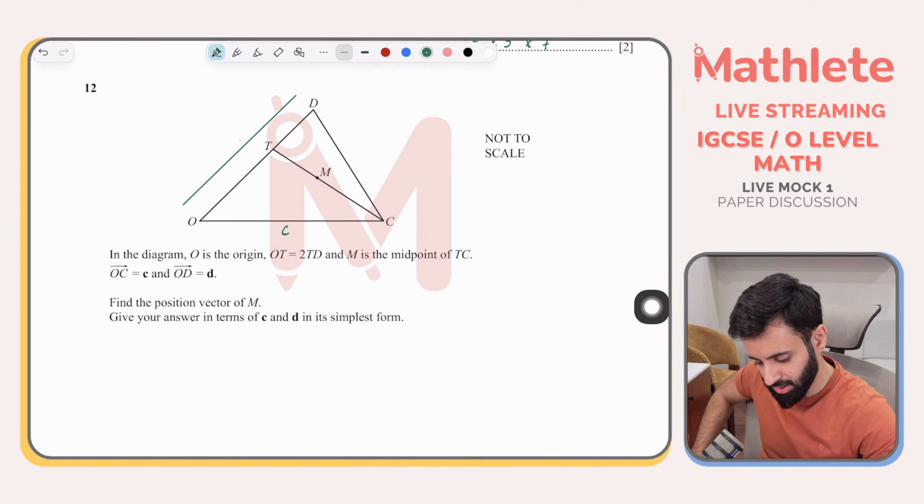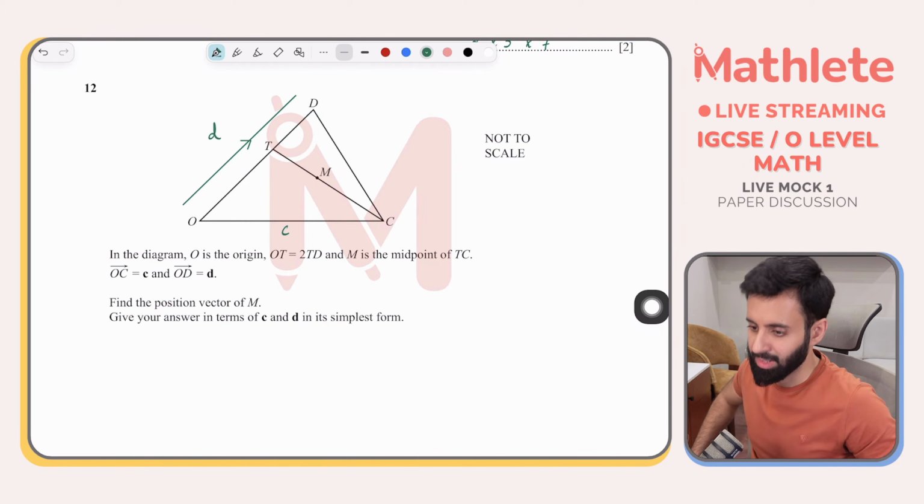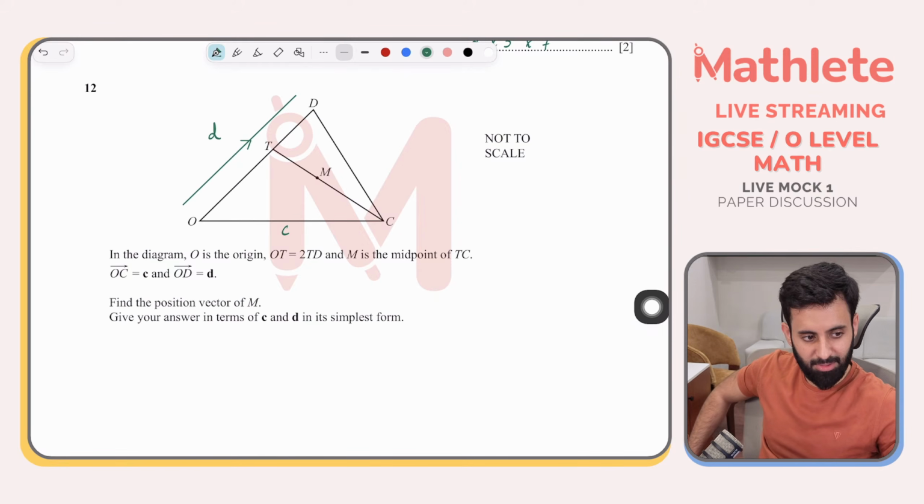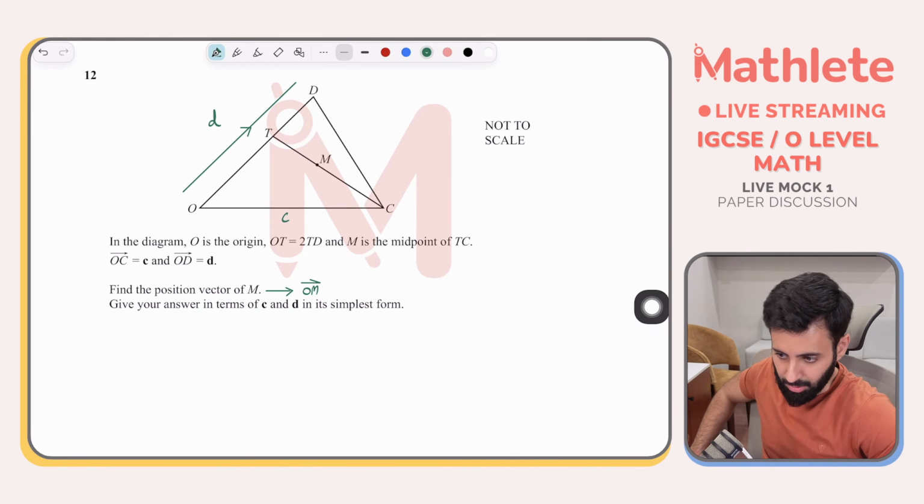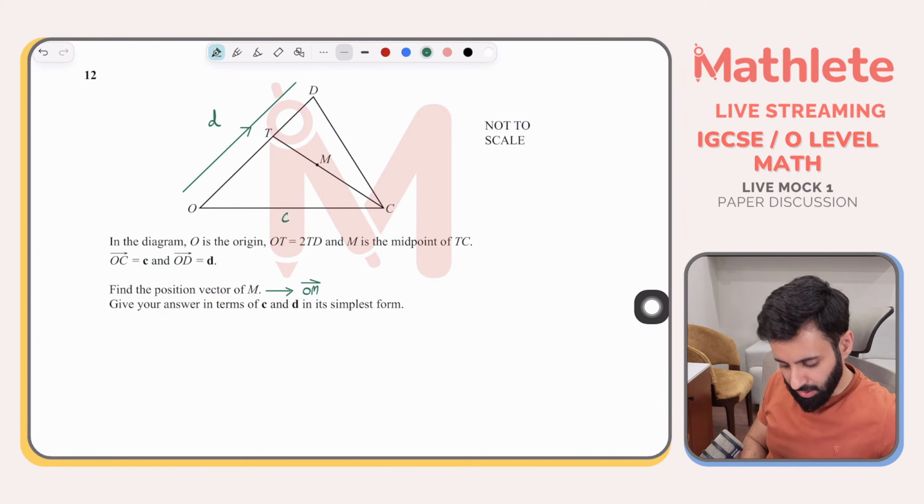Yep, part G is part of O levels, beta. Okay, what rocket science is there in it that is not part of O levels? It is part of O levels. Okay. Find the position vector of M. Now when it says position vector of M, that means we have to find OM. Okay. Now, let's see how I can find out M.